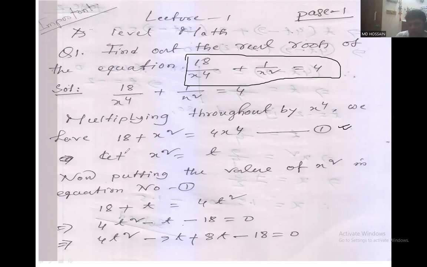And we are considering x squared equal to t. Now putting the value of x squared in equation number one, you will get 18 plus t equal to 4t squared. Now changing the side, 4t squared minus t minus 18 equal to 0. Then 4t squared plus 8t minus 9t minus 18.